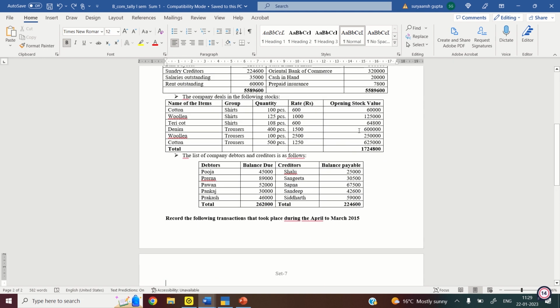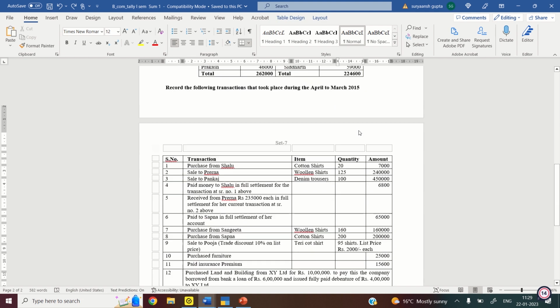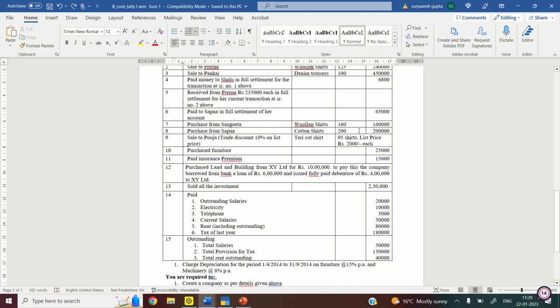The opening balance sheet is given to us, stock details are given, and debtors and creditors details are given. Then the following adjustments are given to us. I have also written the journal entries of each and every transaction so it becomes easy for you to understand. I will show you that image as well.